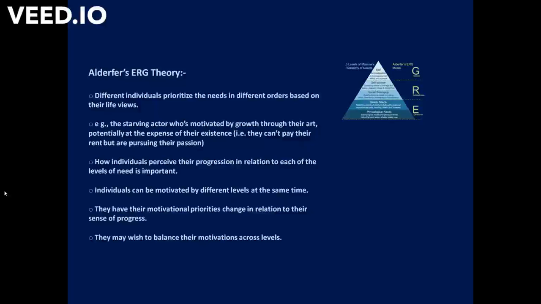Under Alderfer's model, individuals can be motivated by different levels at the same time and have their motivational priorities change in relation to their sense of progress. Given this, individuals should not focus on one level of need at a time. Instead, they may wish to balance their motivation across levels.